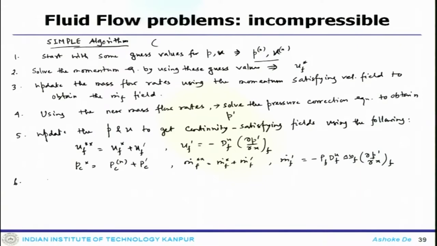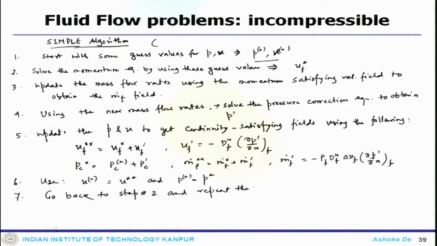Now sixth, you can use u n equals u star star and p n equals p star. So you repeat the process, go back to step number 2 and repeat the same till convergence. So it's essentially an iterative process.